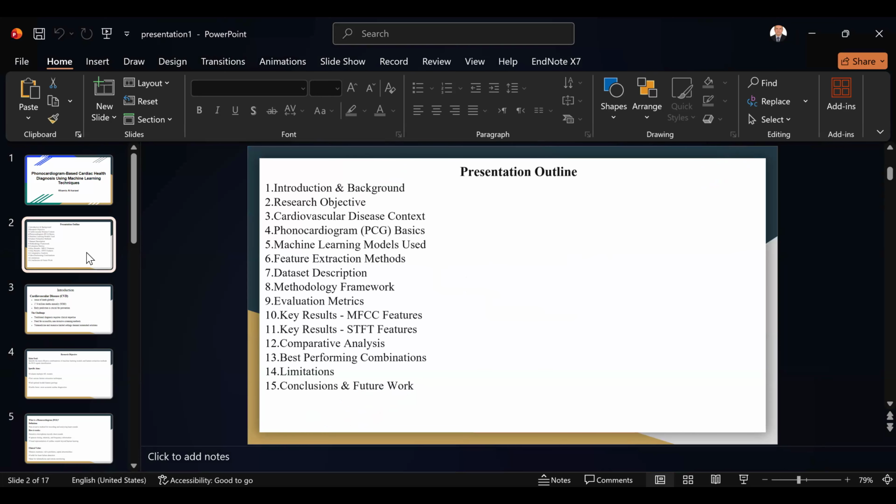The presentation outline: first, introduction and background; second, research objective and cardiovascular disease context; phonocardiogram basis; machine learning model; feature extraction method; dataset description; methodology framework; evaluation metrics; key results for MFCC features and key results for STFT features; comparative analysis; best performance combination; limitations; and finally conclusion and future work.